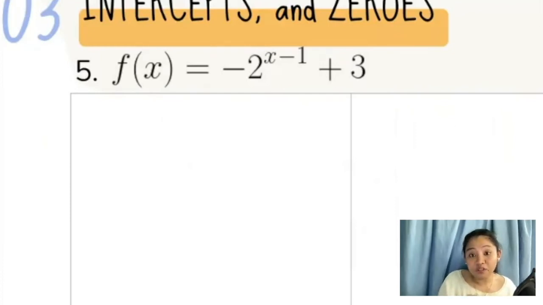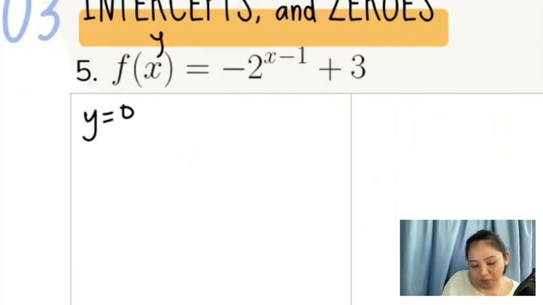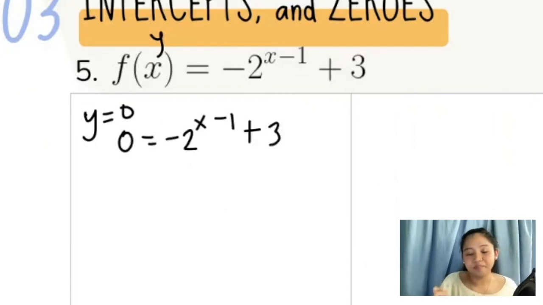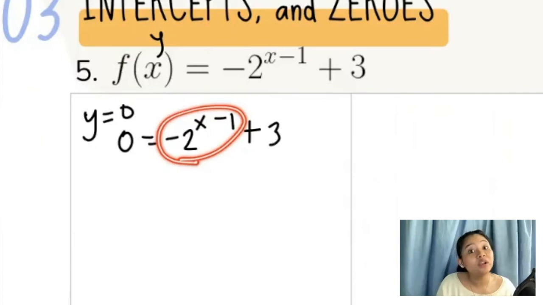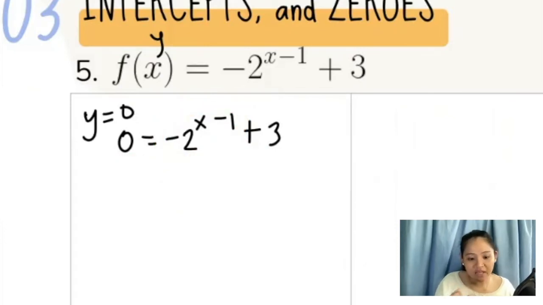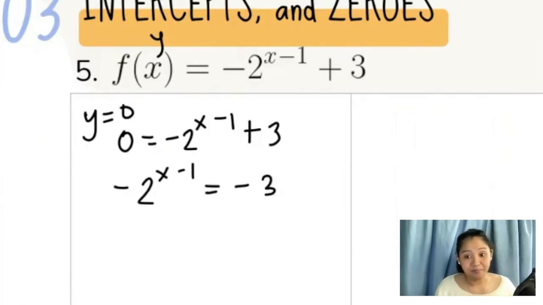Let's try to look first for our x-intercept. So, for the x-intercept, y equals 0. So, f of x is also y. So, I can now write 0 equals negative 2 raised to x minus 1 plus 3. To have a value of 0 here, this exponential expression should be equal to negative 3, because negative 3 plus 3 would give us 0. So, I can write this as negative 2 raised to x minus 1 equals negative 3.